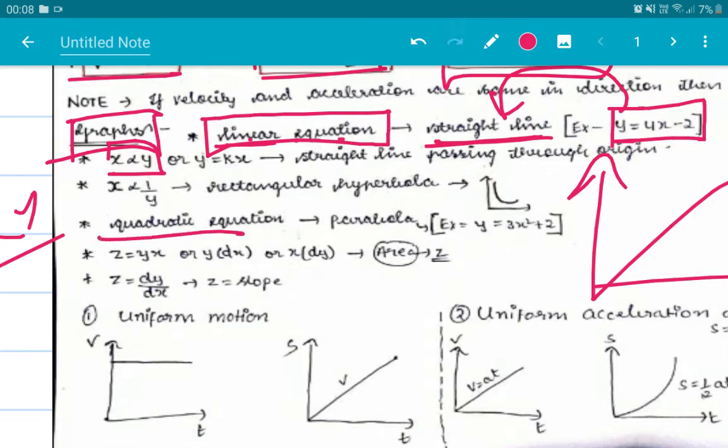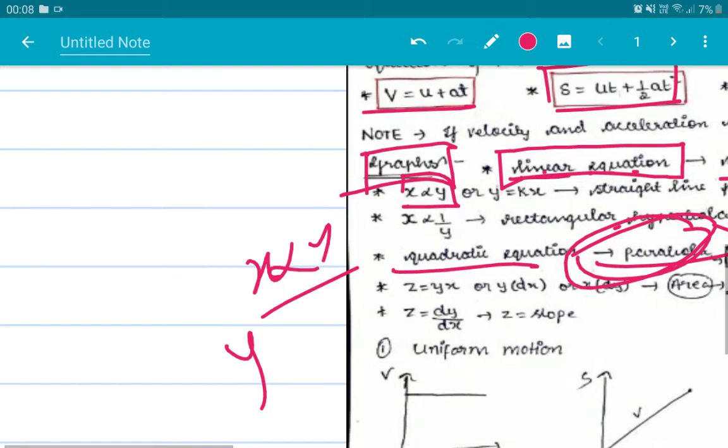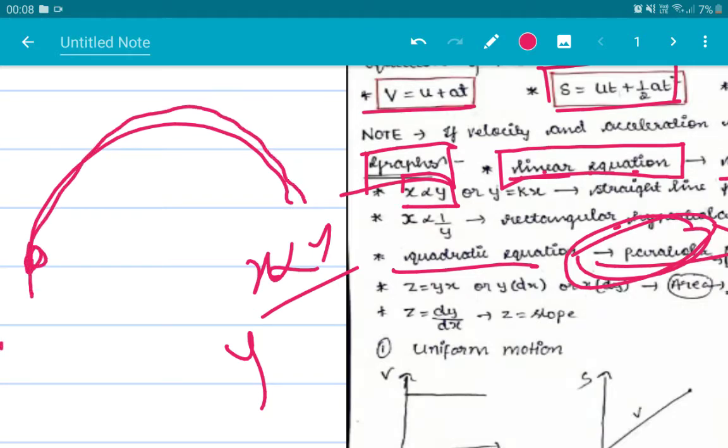If there is a quadratic equation, then it represents a parabola. Y is equal to 3x square plus 2. So what is a parabola? Something like this. If a stone is thrown from here, it travels like this in a parabolic shape and reaches here. That's what it says.